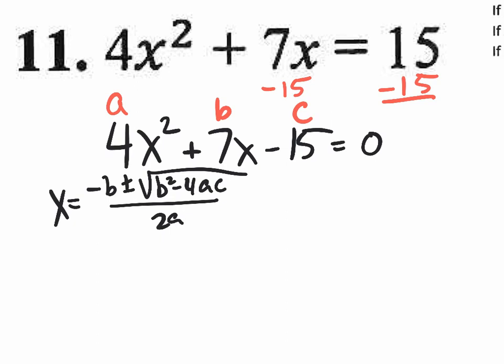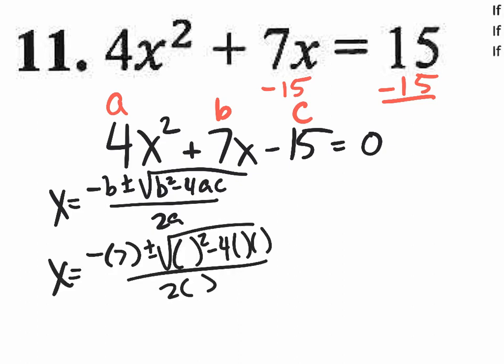Let's replace the variables with parentheses. So the B value is 7. Let me do it in red. 7 right there. The A value is 4. C value is negative 15. The A value is 4. Let's work this out, starting with the discriminant: 7 squared, that's 49.